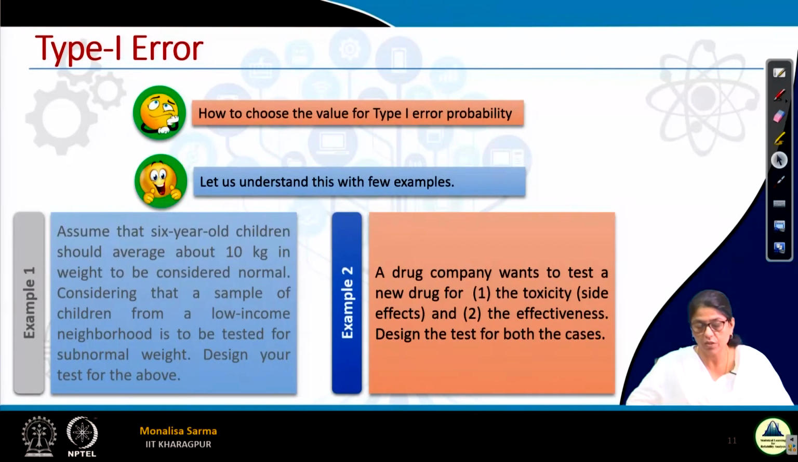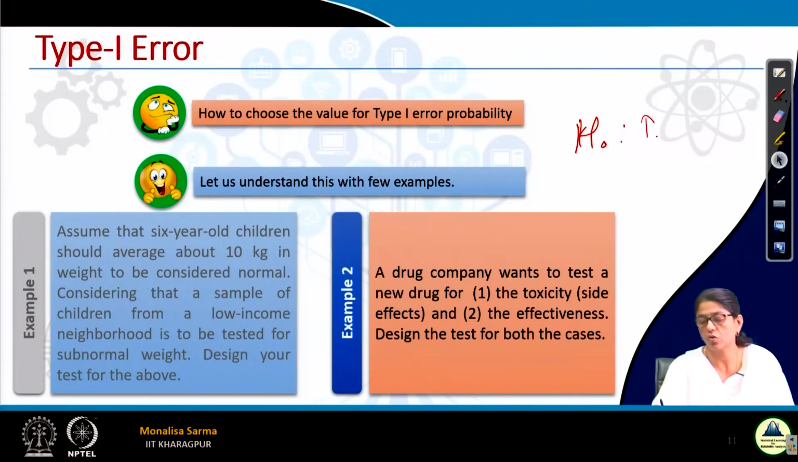A drug company wants to test a new drug for toxicity. See here. So here the null hypothesis will be that the drug is toxic. The alternate hypothesis is what I want to prove, that it is not toxic.